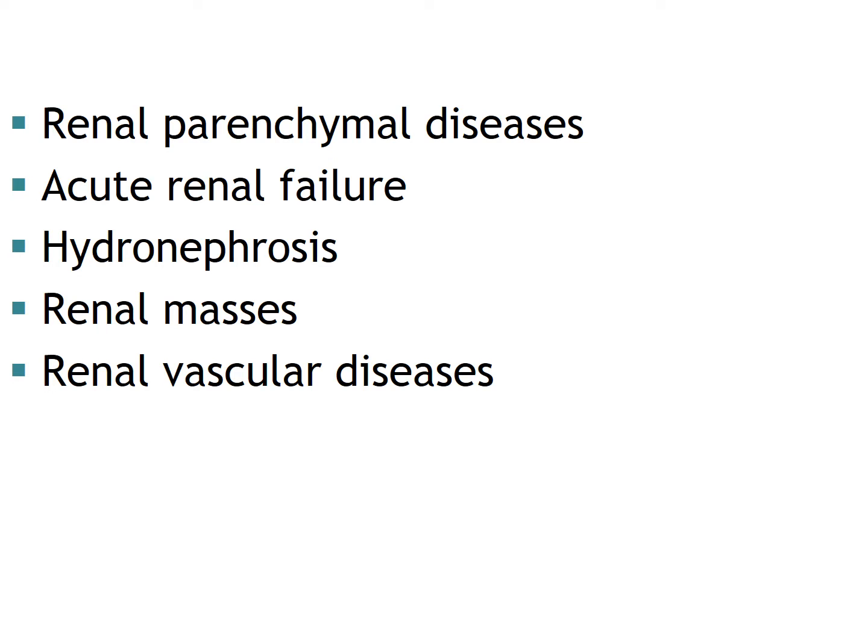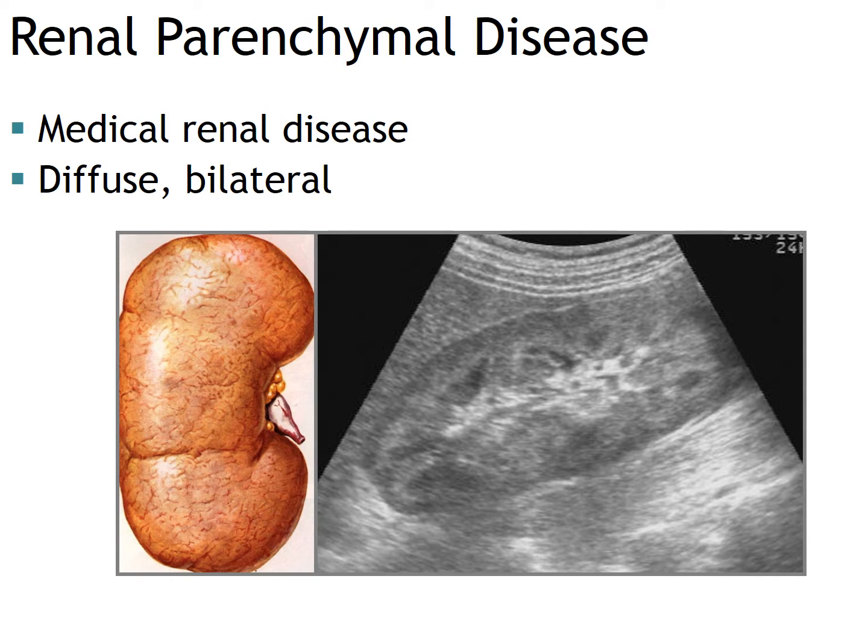In addition to grayscale ultrasound findings, Doppler ultrasound, especially spectral Doppler ultrasound, may provide useful information in evaluation of various renal diseases, including renal parenchymal disease, acute renal failure, hydronephrosis, renal masses, and renal vascular diseases. Let's begin with renal parenchymal disease. Renal parenchymal disease is also called medical renal disease and is usually diffuse and bilateral.